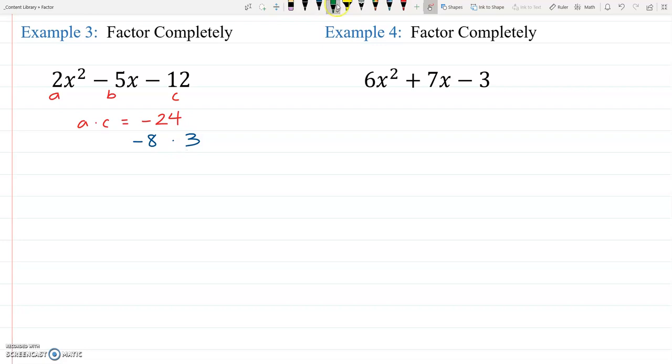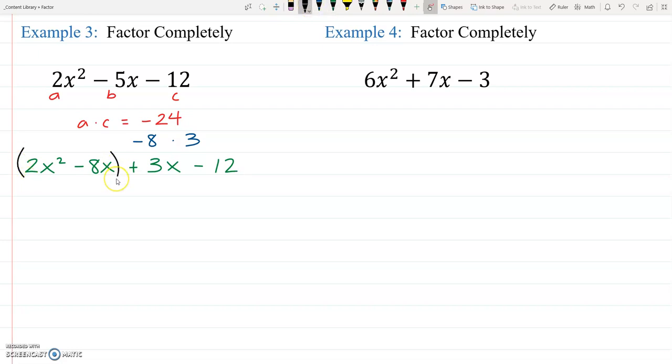So I'm going to rewrite the problem. 2x squared minus 8x, that came from that negative 8, plus 3x, that came from that 3, and then I got minus 12 in the back. So what I did is I took negative 5x and split it up into negative 8x and plus 3x. Same thing. Negative 8x plus 3x is negative 5x, so I didn't change the problem. I just split it up in a way where now I have 4 terms instead of 3. All right, time to factor by grouping.